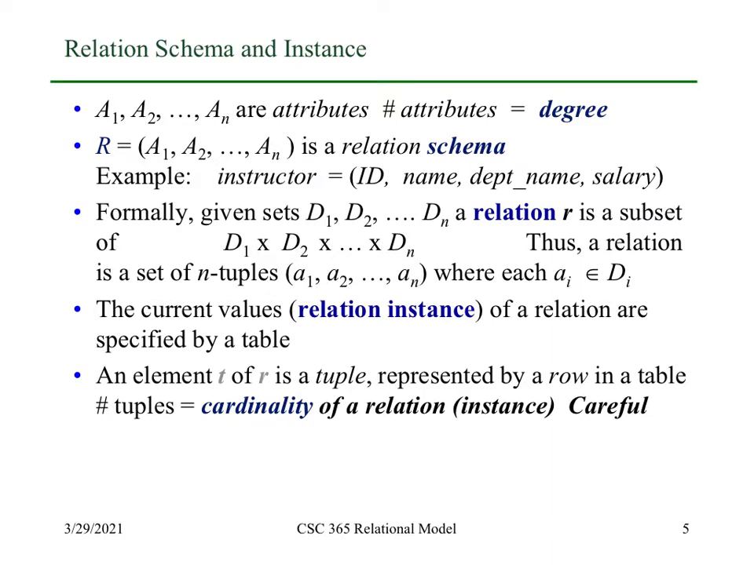Finally, these values, once you have a value in a relation, that's called the relation instance, and that again is specified by a table. So an element T of the relation R is called a tuple again, and it's represented by a row in a table. The number of tuples in a table is called the cardinality of a relation. Now, we have to be careful about this. We're going to use cardinality later on when we talk about database design, and it will be a totally different concept than what we're talking about here. But for now, cardinality will just be the number of tuples in a table.